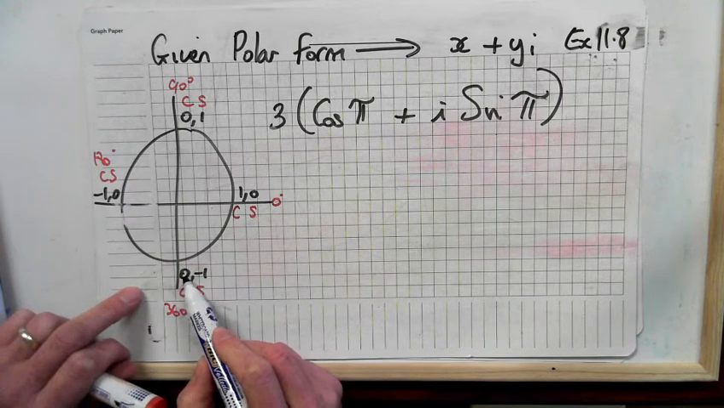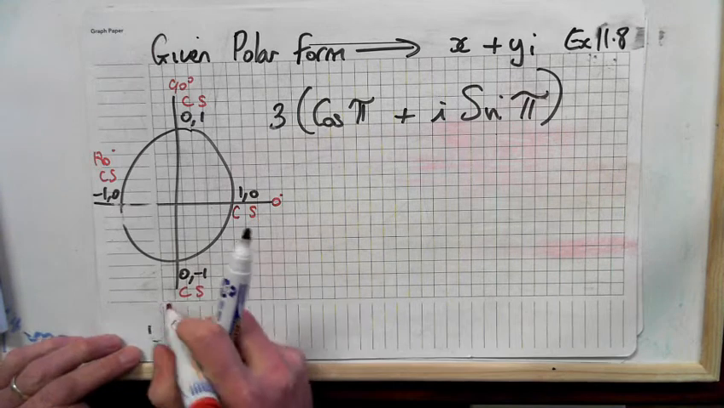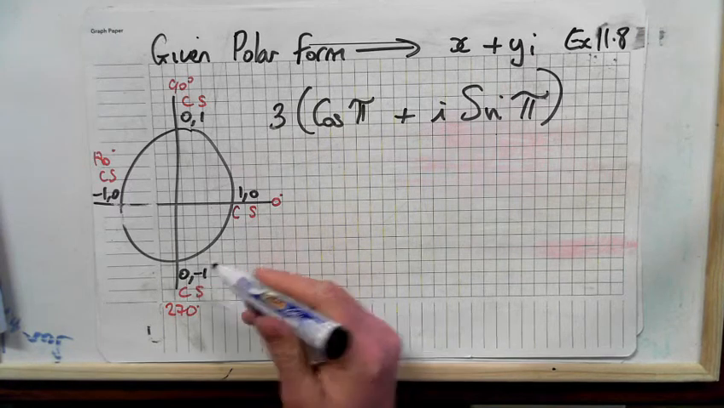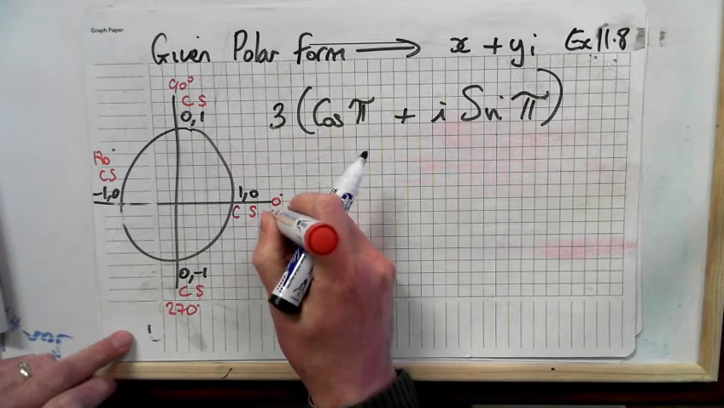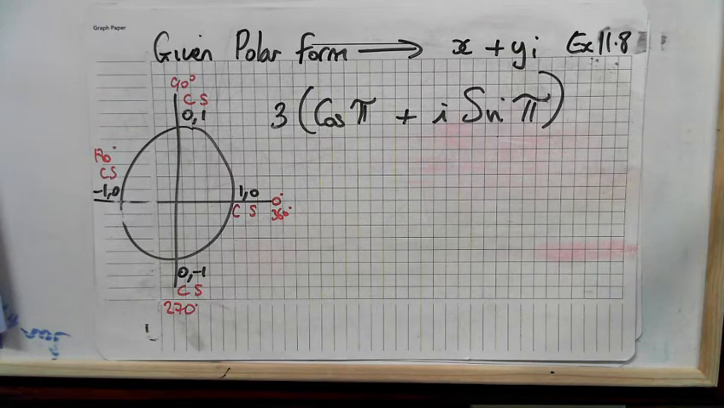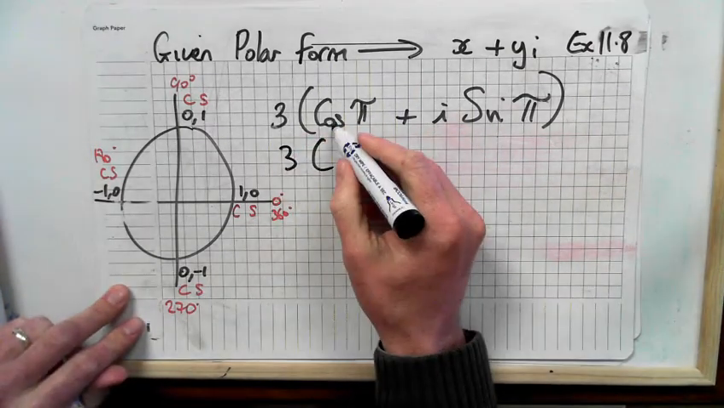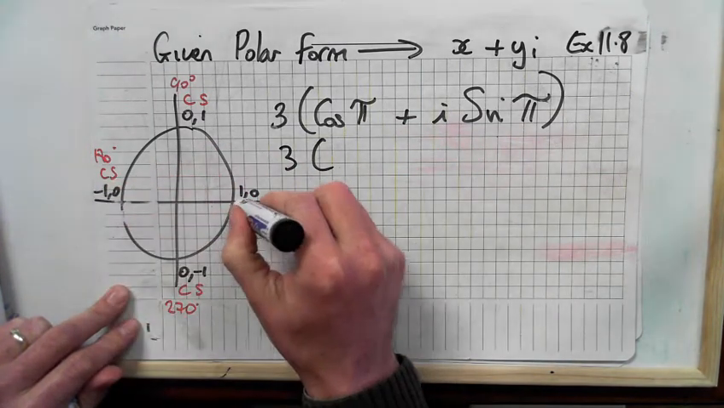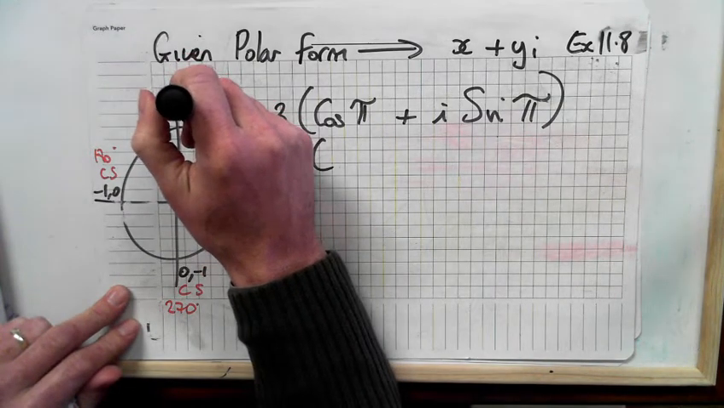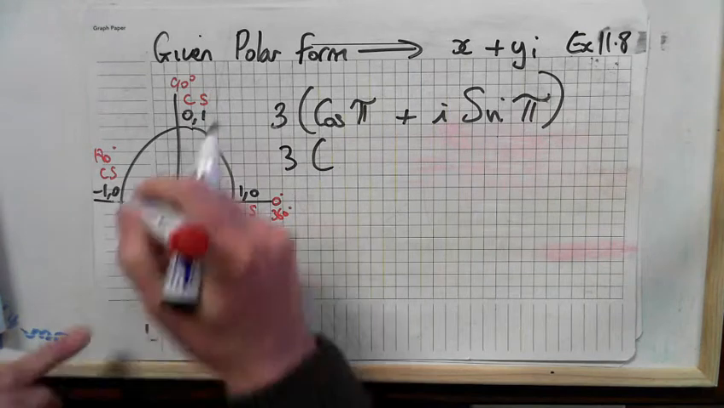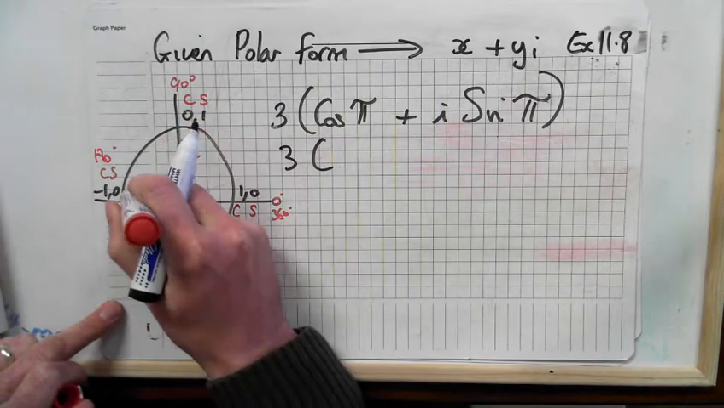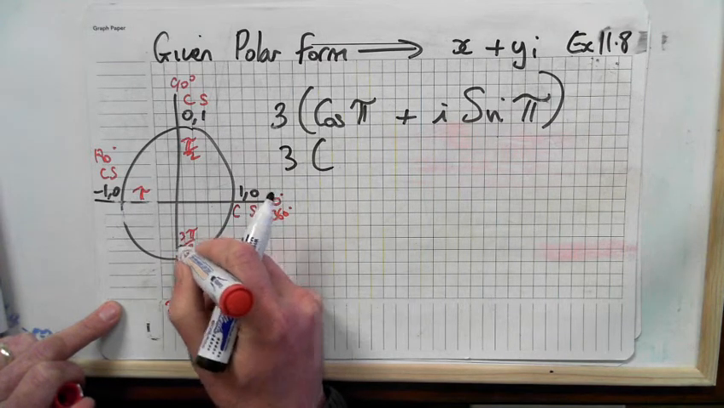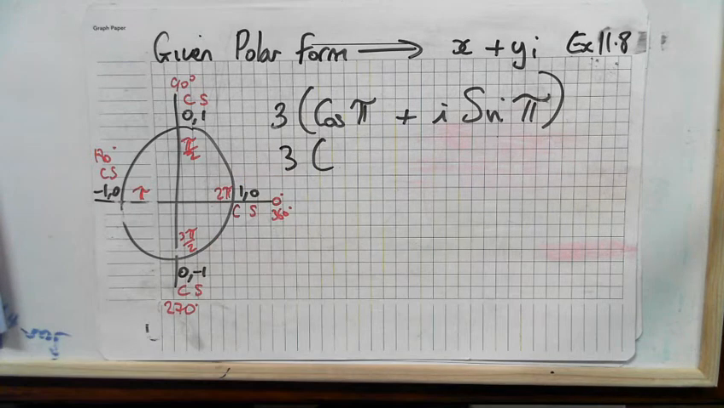What's the sine? What's the cos of 270? 0. What's the sine of 270? What's the cos of 360? What's the sine of 360? 0. So pi is 180, and this is 2 pi. This is 90, which is pi over 2. This is pi. This is 3 pi over 2, or 1.5 pi. This is 2 pi.